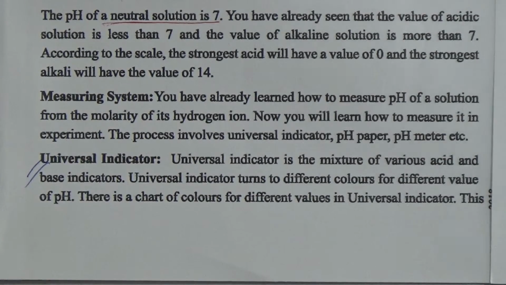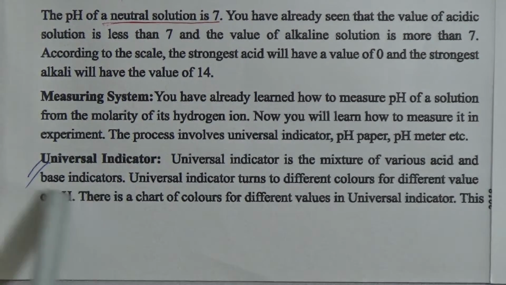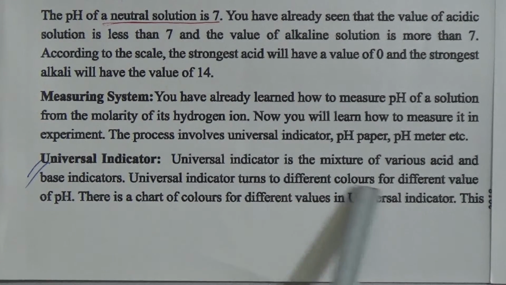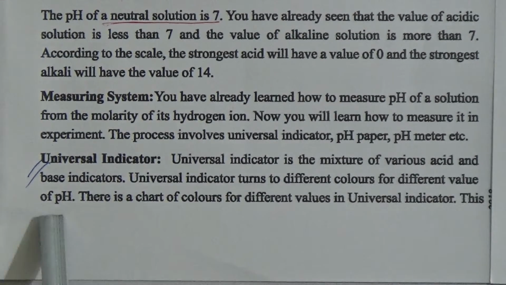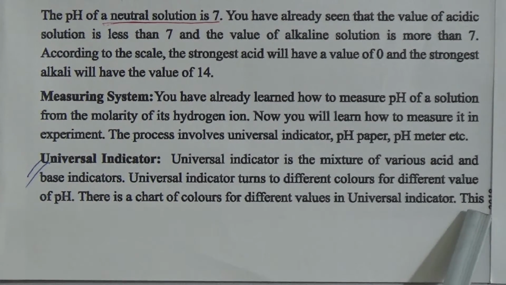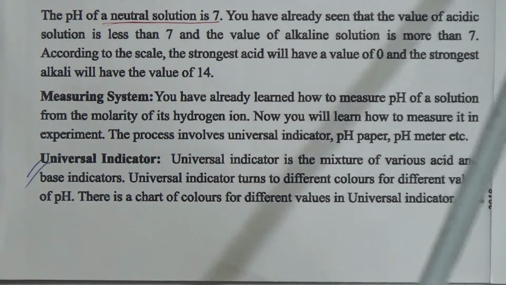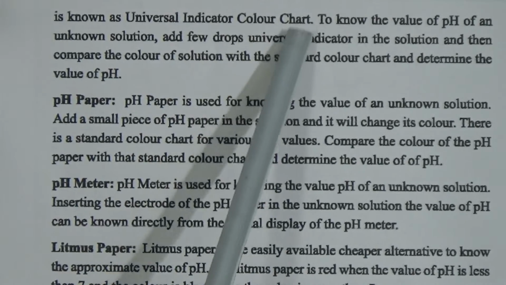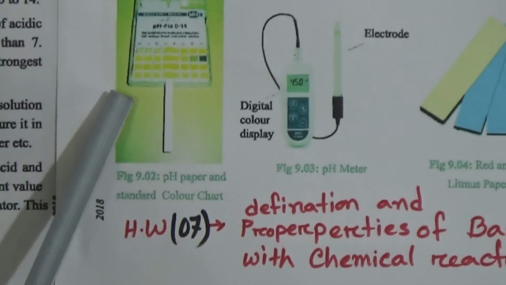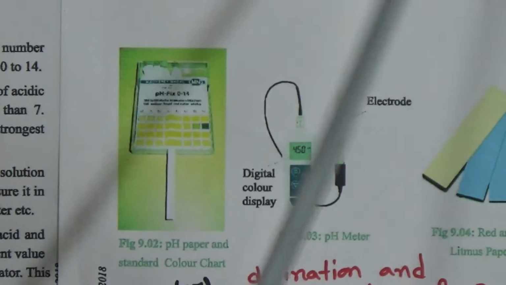Now come to the universal indicator, that you have to learn. Universal indicator is the mixture of various acid and base indicators. Universal indicator turns to different colors at different values of pH, and there is a chart of colors for different values. This is known as the universal indicator color chart, and students, this is the picture of it.